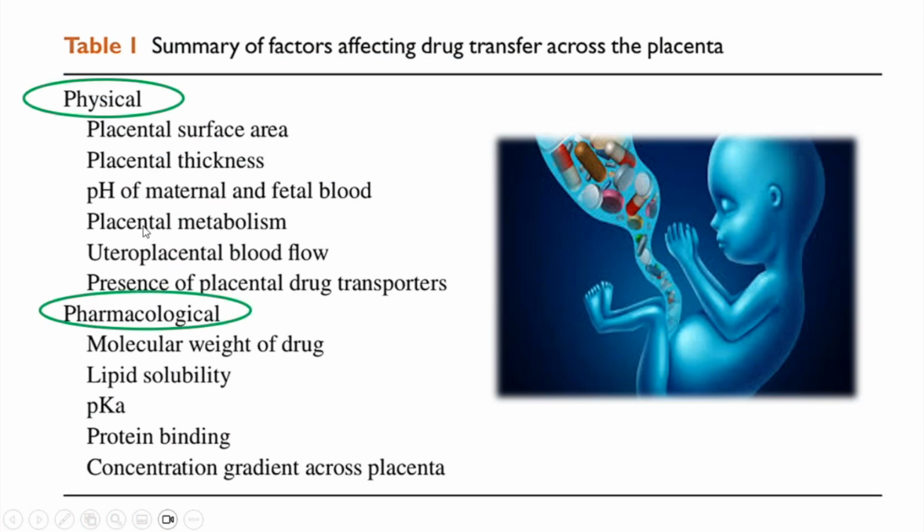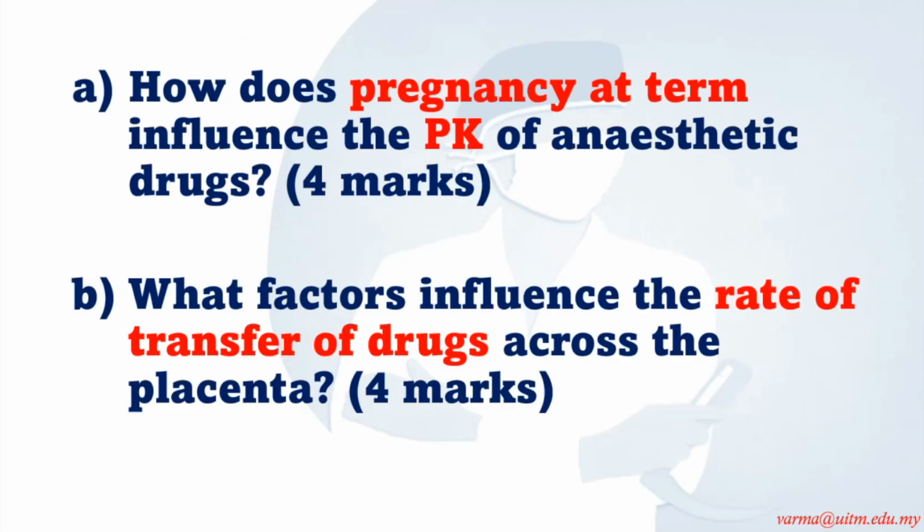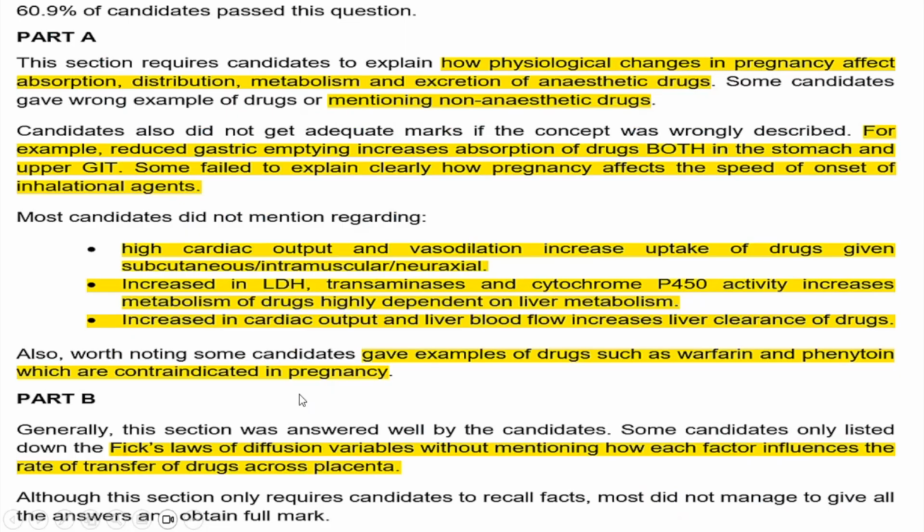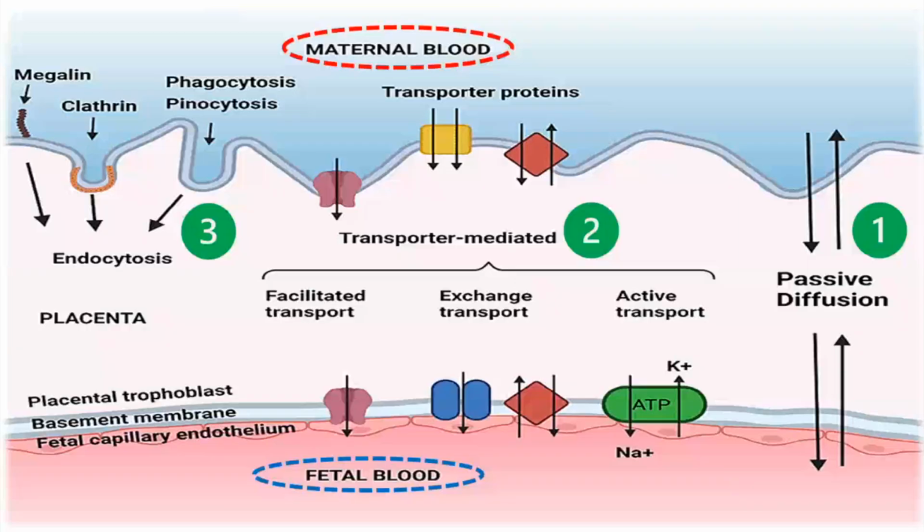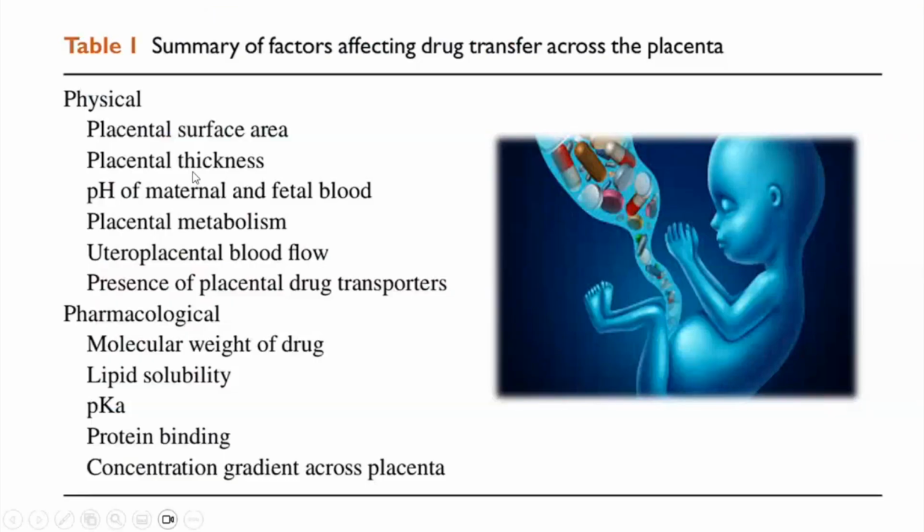They're divided into physical and pharmacological. But our answer, we're not going to answer like this. This is for notes, okay? Because if you look at the SAQ, what factors influence the rate of transfer of drugs across the placenta? They gave you 4 marks, so they need some kind of explanation. They didn't just want a list. So this is just listing out, okay?